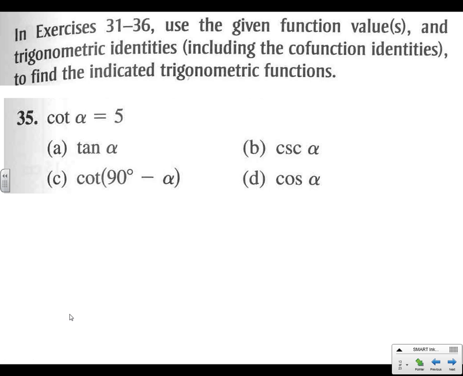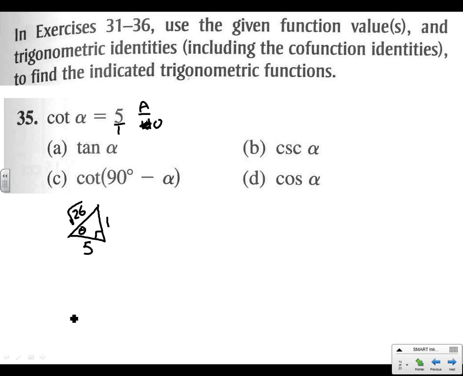See if you can do one on your own. Problem 35. All right. We'll draw our angle, theta, label our sides. Cotangent is adjacent over opposite. 5 over 1. So we'll have 5 here and a 1 here. And this will be 25 plus 1 is square root of 26. Pythagorean theorem to get 26 there.